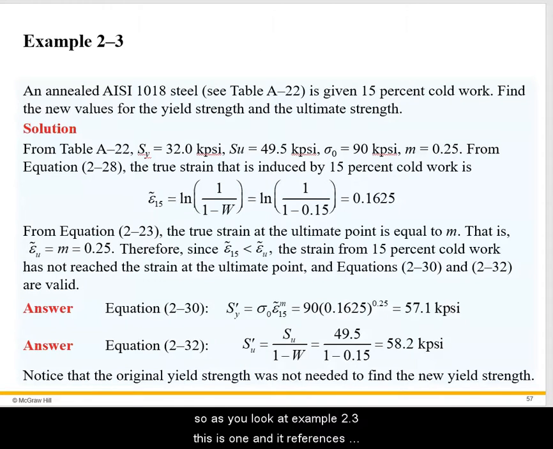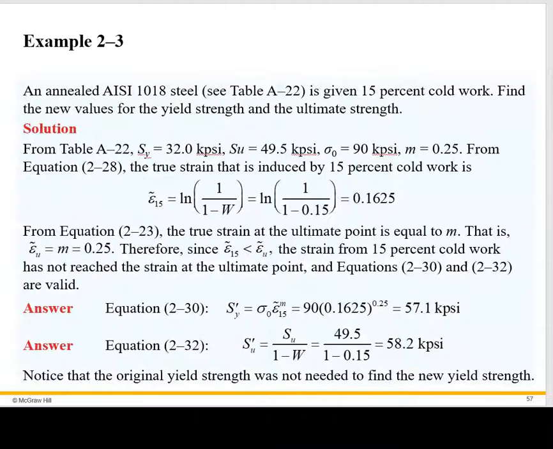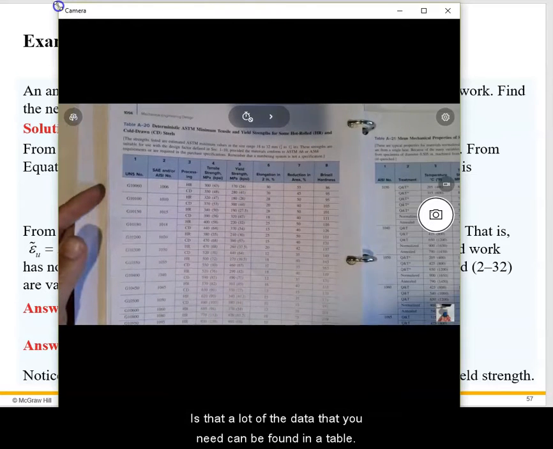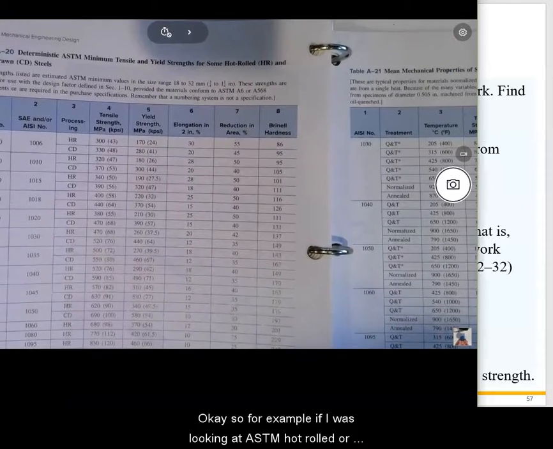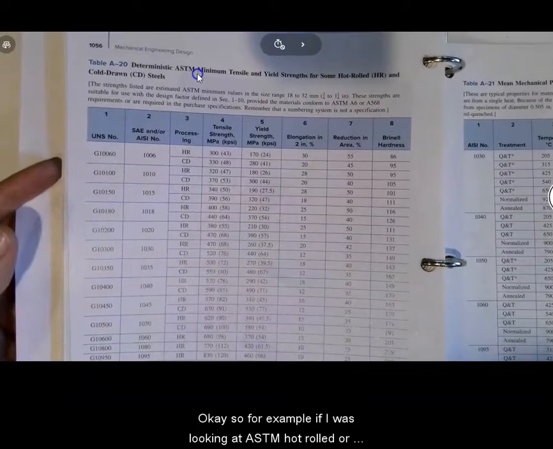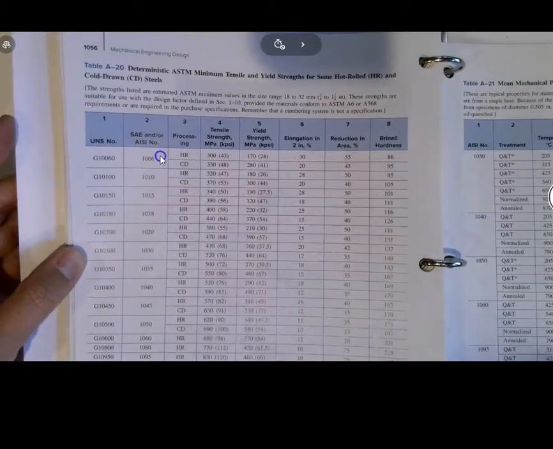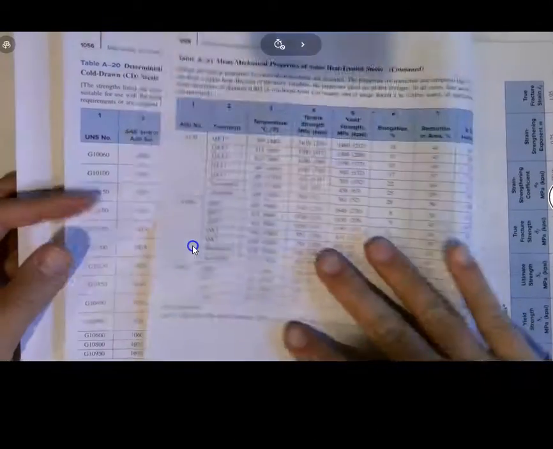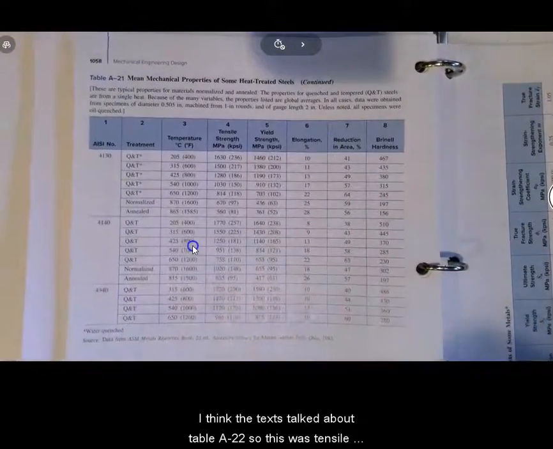As you look at example 2.3, this is one, and it references a table. What I want to be sure is clear is that a lot of the data that you need can be found in a table. Let's see if I can make this any bigger. Very small. Okay, so for example, if I was looking at ASTM hot rolled or cold drawn steels, I could find that in table A20, A21. I think the text talked about table A22.